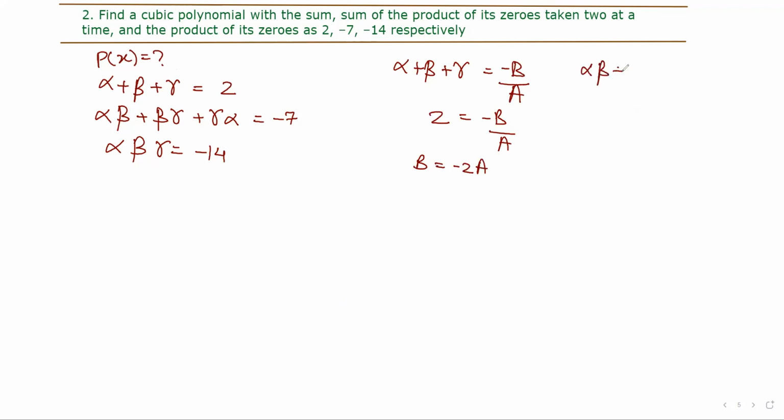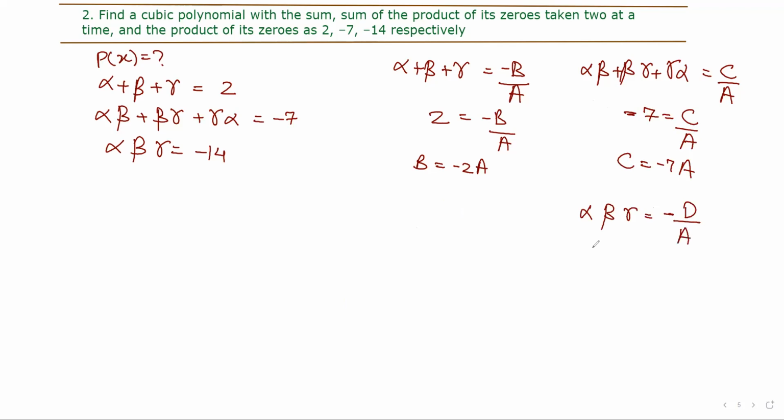Alpha beta plus beta gamma plus gamma alpha is equal to c upon a, the second relation between coefficients and zeros. This complete value is -7, which will be equal to c upon a. You can write c is equal to -7. Also, alpha beta gamma is equal to minus d upon a. The given value is -14, which is equal to minus d upon a, which means d is equal to 14a.